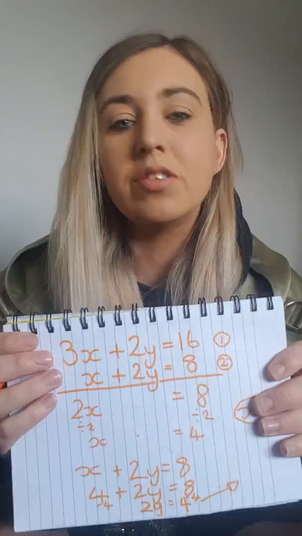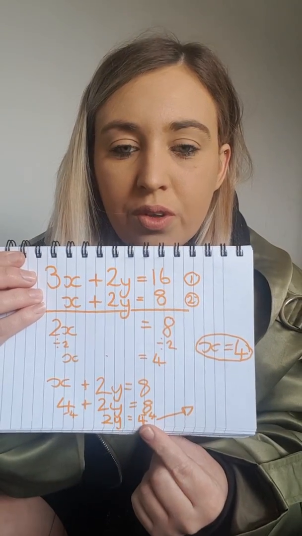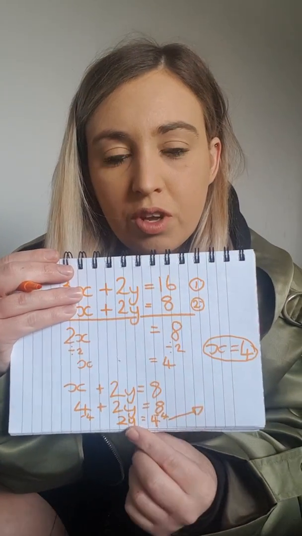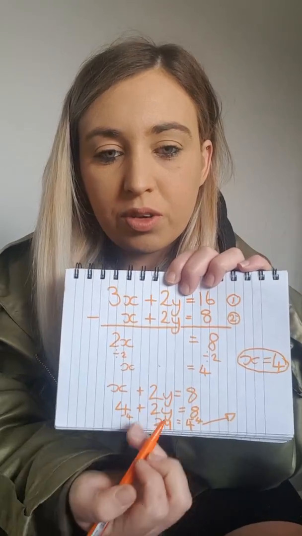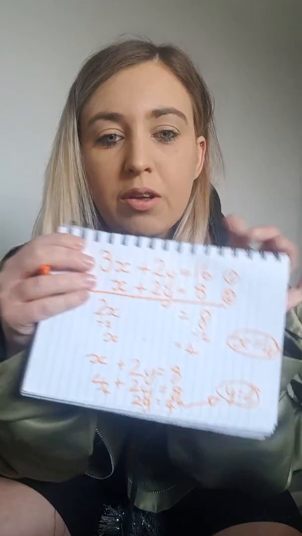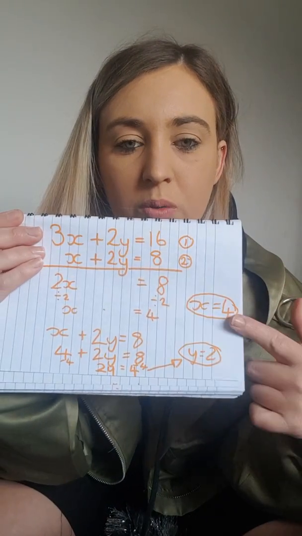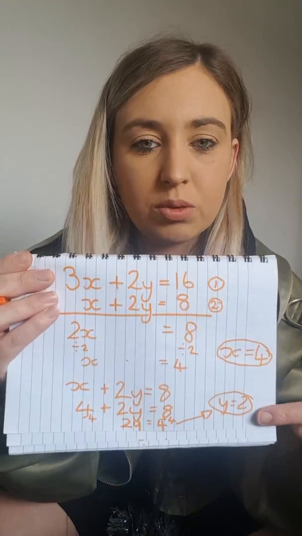Now the final step, sorry I've run out of space, not ideal. We've now got 2y equals 4. So we need to think about what we would do to 2 to get it to 4, which is of course times by 2. So y equals 2. So now you have solved your simultaneous equation. x equals 4 and y equals 2.